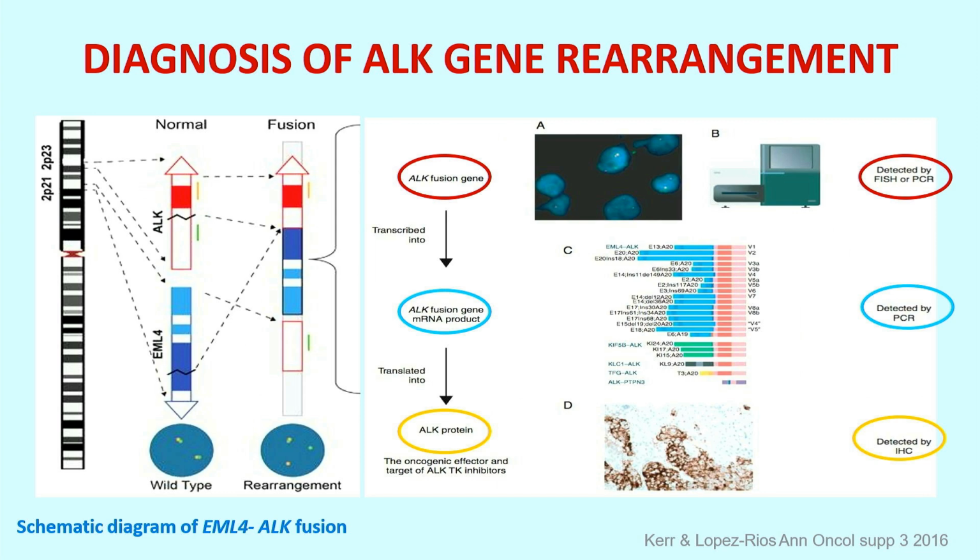Next slide. So now how can we diagnose this ALK rearrangement? Here is a depiction. Here we can see the wild type, normal ALK and EML4, and now it is a fusion, called a rearrangement fusion. We can diagnose ALK with three techniques: PCR, IHC, and FISH. By IHC we may find the ALK protein. PCR can be used for the mRNA product, and FISH or PCR can be used to find the ALK fusion gene rearrangement. Next slide, please.